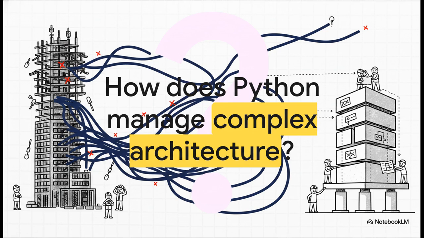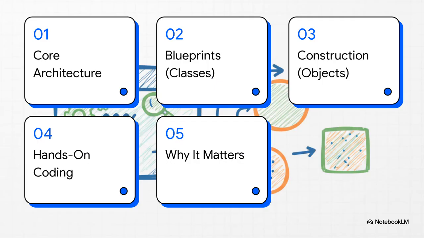So how do the pros avoid this? How do they build complex, sturdy software? Well, they use a very specific architectural system, and that is exactly what we're going to master today. Okay, real quick, here's our roadmap. We'll hit core architecture, look at blueprints, which are our classes, move into construction for our objects, dive into a hands-on coding tutorial, and wrap up with why this architecture actually matters.